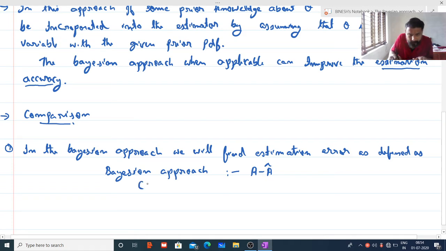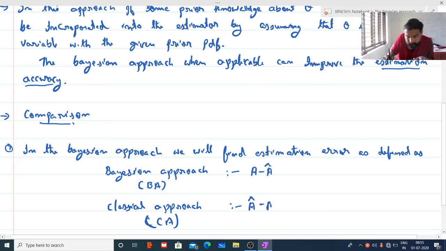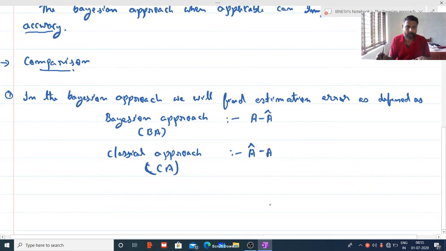I will call this BA, the Bayesian approach, and the classical approach, CA. That is nothing but A cap minus A. That is the first point I had to discuss. Second one, the mean square error, that is MSE.